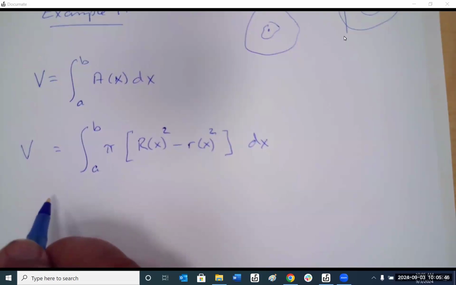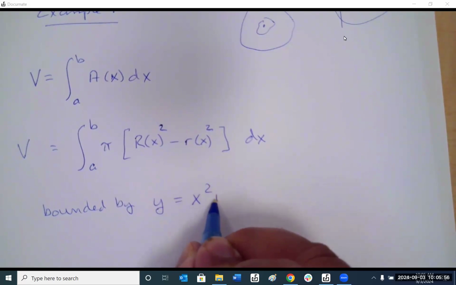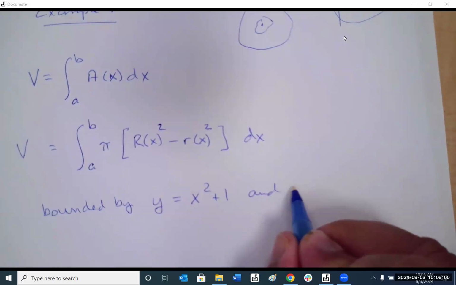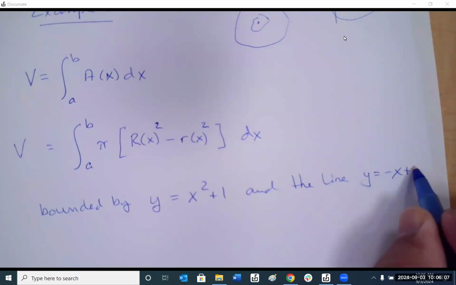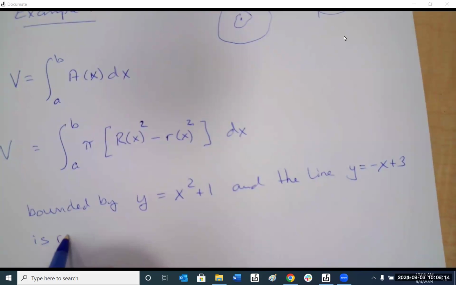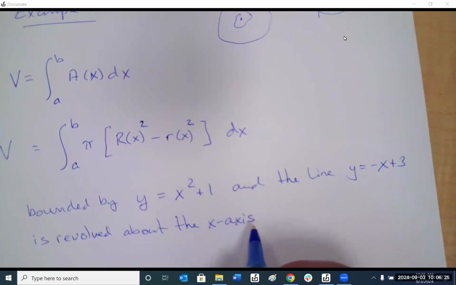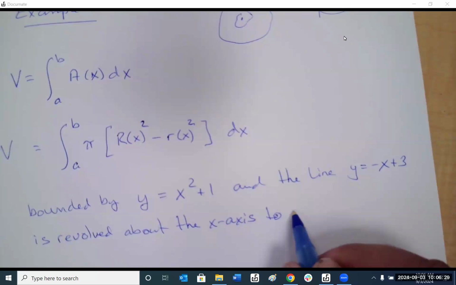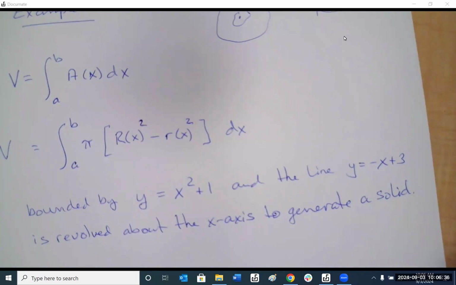So example 9 says, the region bounded by the curve y equals x squared plus 1 and the line y equals negative x plus 3 is revolved about the x-axis to generate a solid. Find the volume.